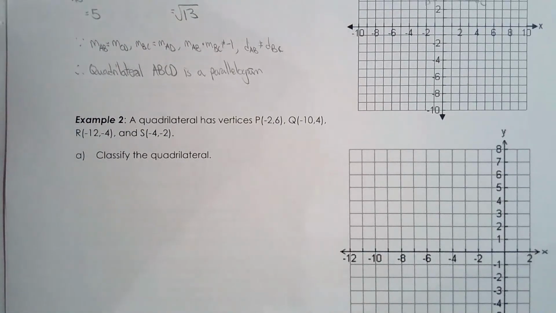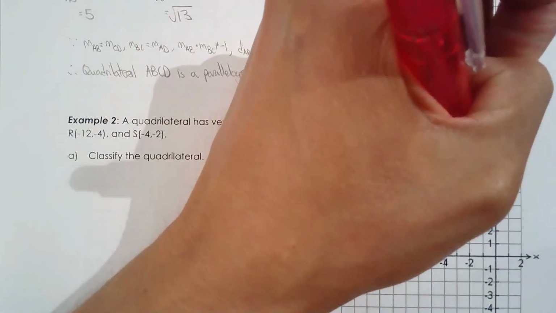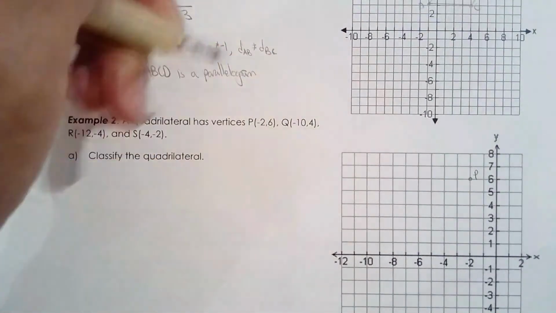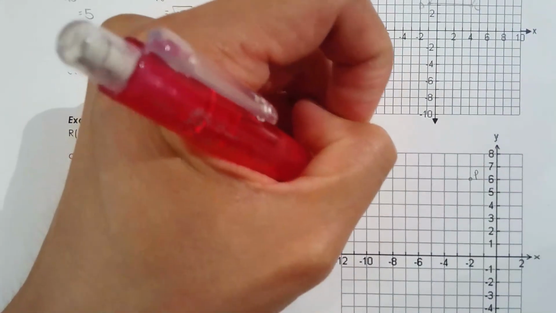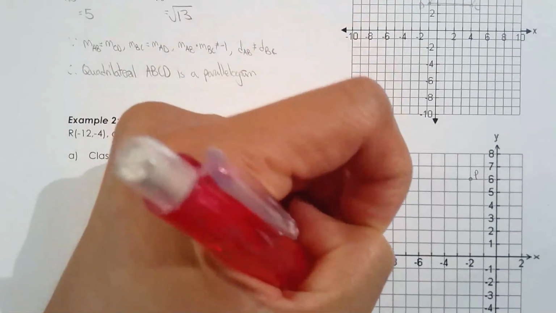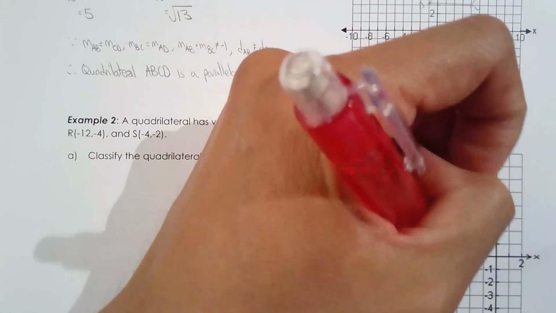Okay, another one, classify the quadrilateral. Do I want to plot this one again? Let's do it. P is -2, 6. Q is -10, 4. R is -12, -4. S is -4, -2.